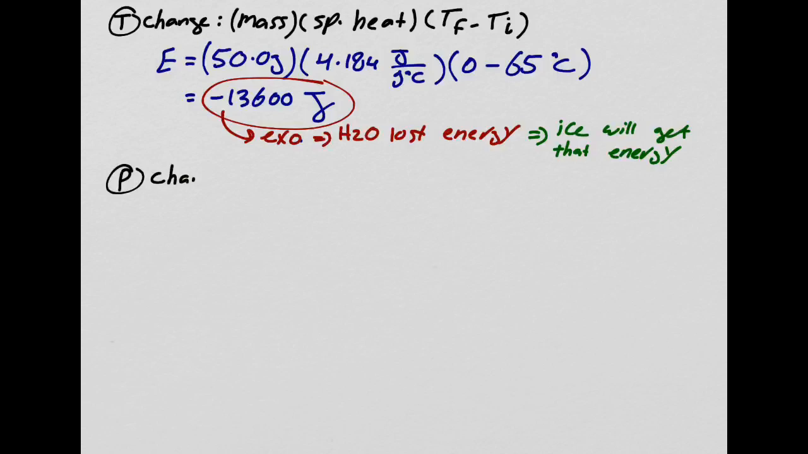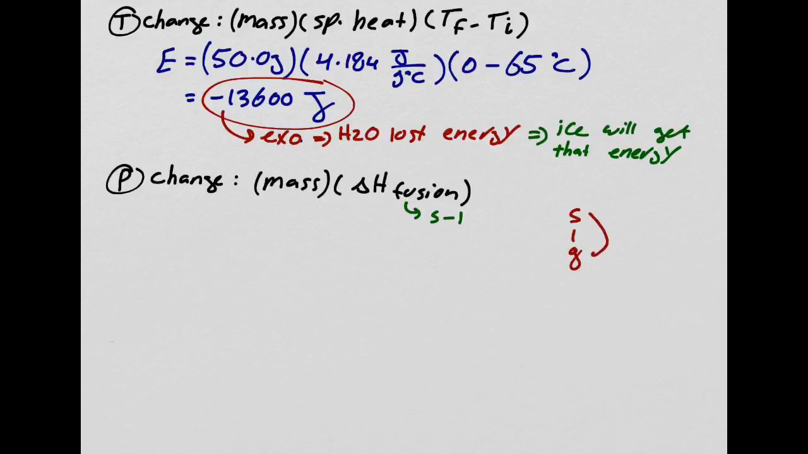So next thing we're going to have a phase change. The phase change is going to be mass times delta H of fusion. Why is it delta H of fusion? Because what is fusion again? Fusion is melting. When solid goes to liquid, that's fusion. That's melting. Okay? Now, I told you guys, every time you have a phase change, I want you to write down solid, liquid, gas. You go down, it's positive. You go up, it's negative.